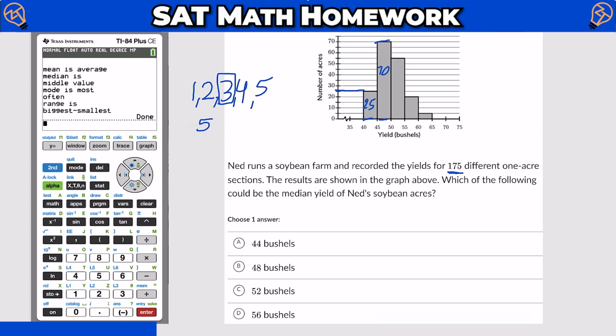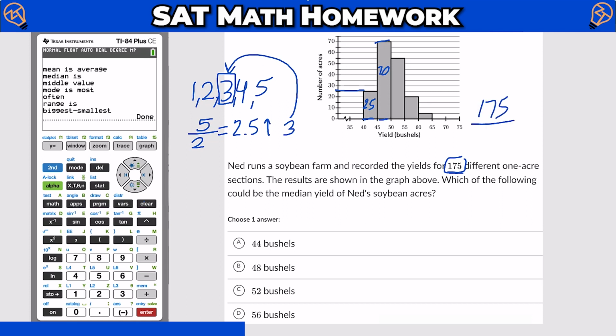Well, how could we know that it's going to be the third value without necessarily listing them out? If you divide the number of values we have, when it's an odd number like 5, or in our case 175, by 2, you're not going to get an exact value, right? Because only even numbers are perfectly divisible by 2. You get 2.5. You always round up. That value, in this case 3, means the third value is the median. So if we do the same thing with 175 and divide by 2, we get 87.5. Round up, that means the 88th value is where the median lies.